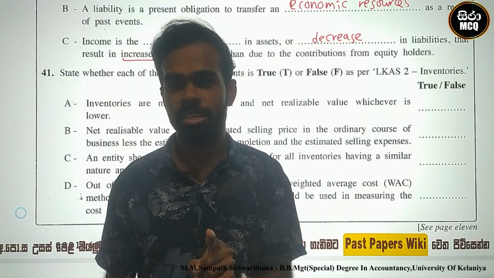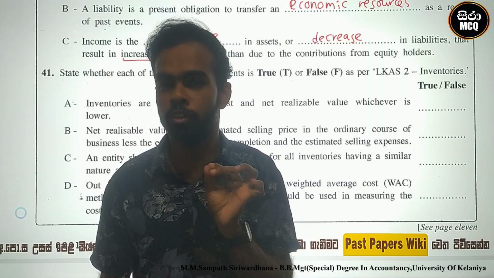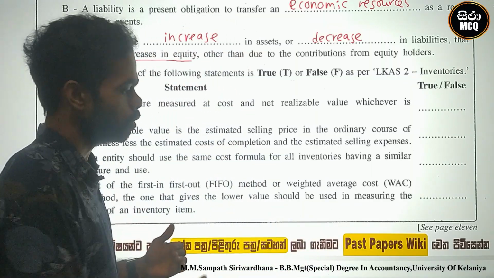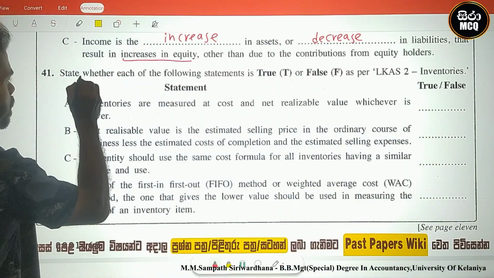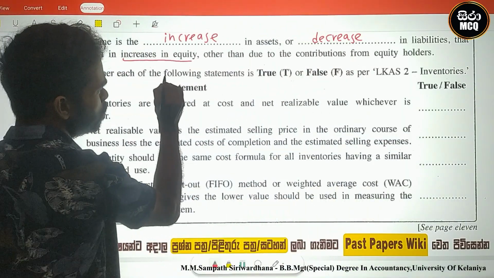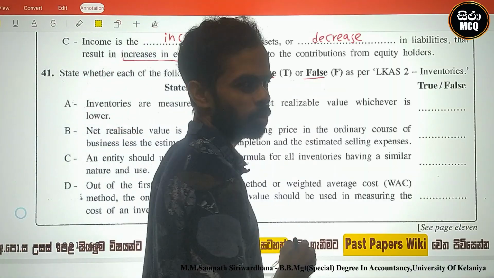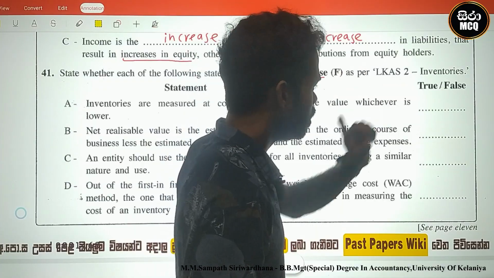Today we discuss the Advanced Level A-Level Accounting paper 2024, question number 41. This is related to LKAS 2 Inventories. Look here, what is the requirement? They said: state whether each of the following statements is true or false, correct or incorrect, as per LKAS 2 Inventories.